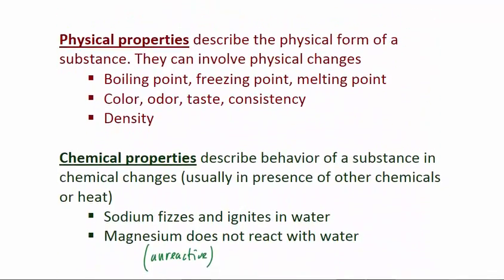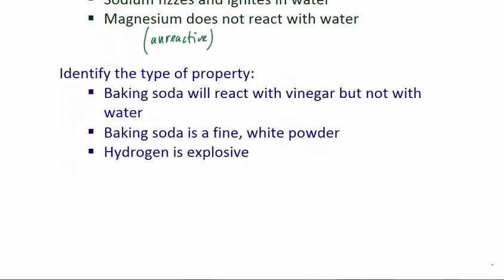Oh, and then we talked about physical and chemical properties. These are just the things you can use to describe a substance. A physical property just describes the substance itself, but a chemical property describes how a substance behaves in a reaction. So how it might change if it combines with something, or maybe if it's unreactive. That's also a chemical property.